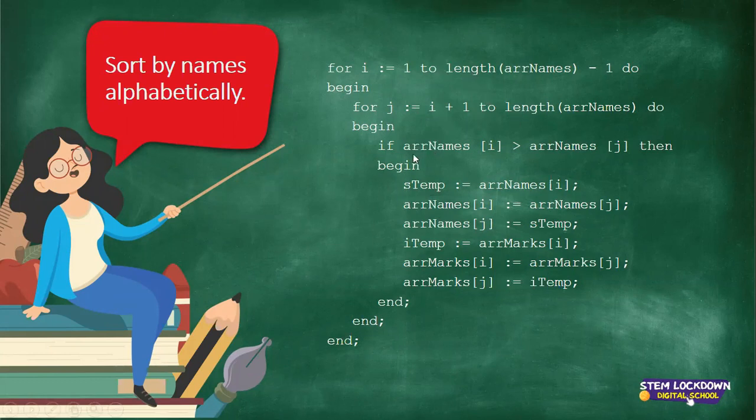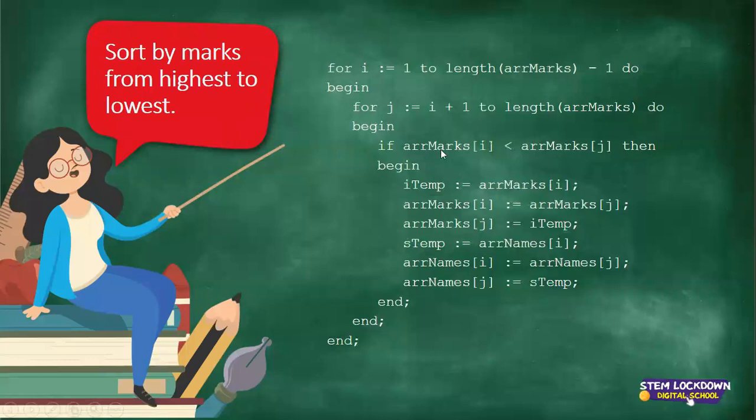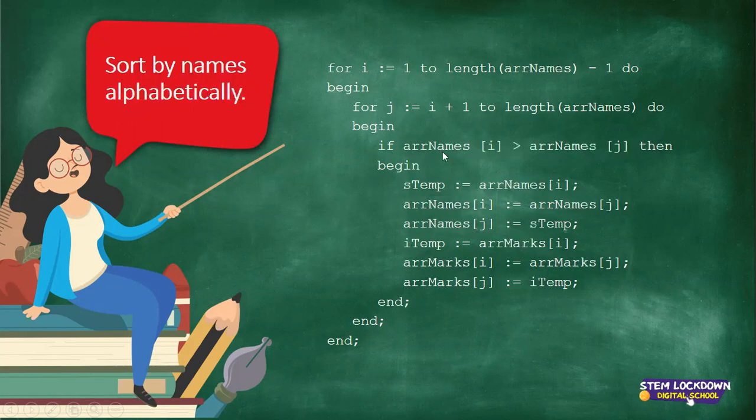My question is now where I had a question of R marks at I less than R marks at J. I'm now saying if R names at I is greater than R names at J. Now it's the other way around because I want it alphabetically.